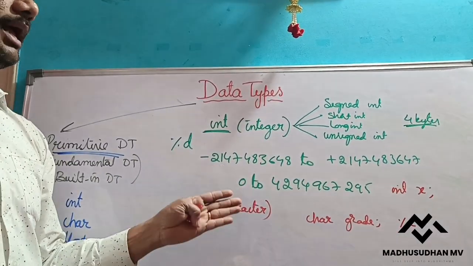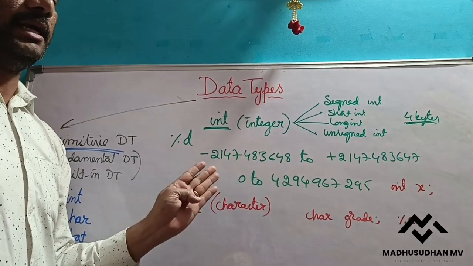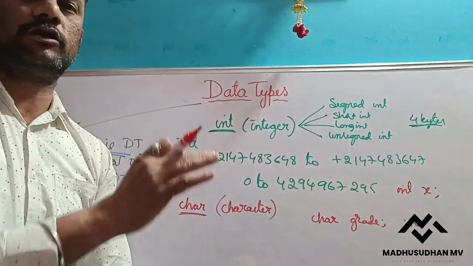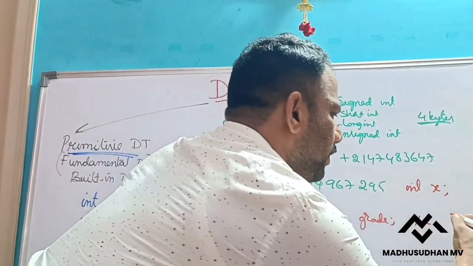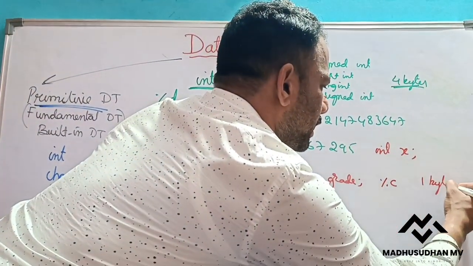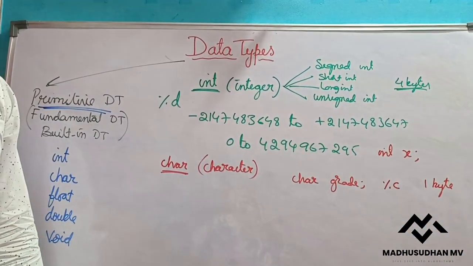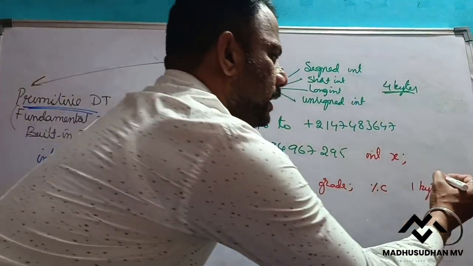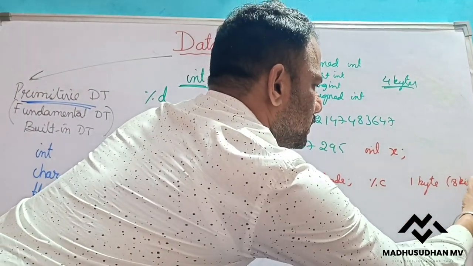Again here also we have signed and unsigned types, and whether it is a 32-bit machine, a 64-bit machine, or a 128-bit machine, it always occupies 1 byte of memory for one character. For one character it occupies 1 byte. 1 byte means how much? 8 bits. 1 byte means 8 bits.